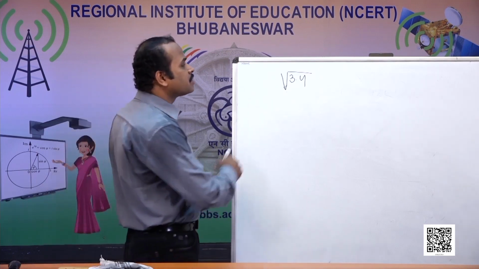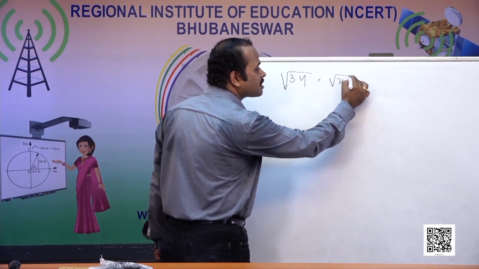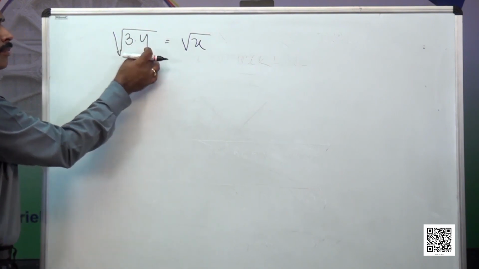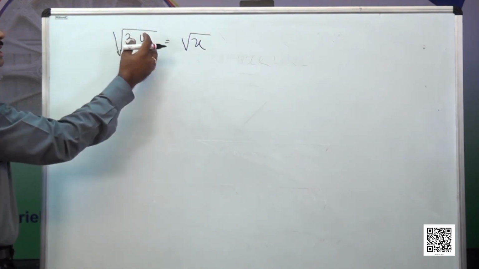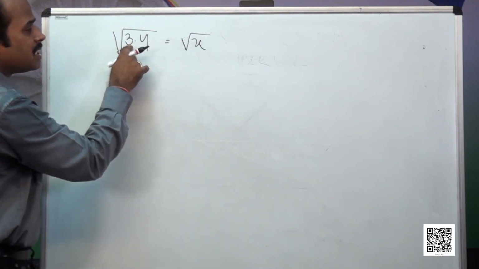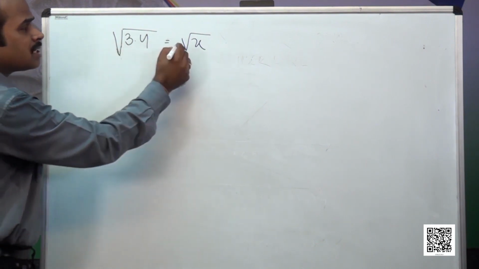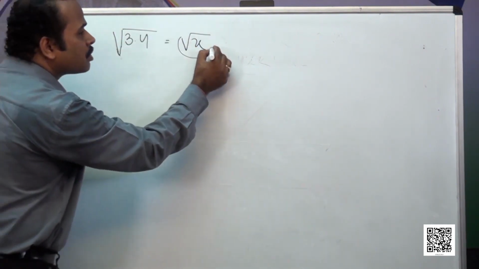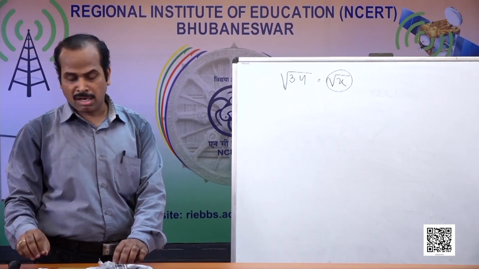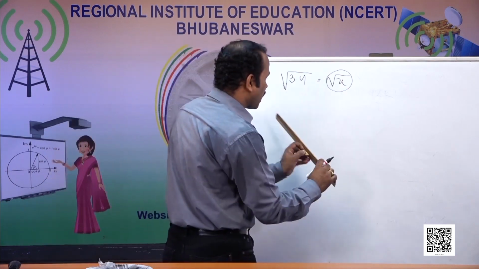Suppose I take this 3.4 under root as the square root of x. So now x represents 3.4. I can take 3.4, I can take 5.2, I can take any decimal number in the place of x. So x represents this number 3.4 and its square root is now root x. So I want to represent this root x on the number line. What are the steps to represent root x on the number line? Let me go for that. So let us select a number line first.